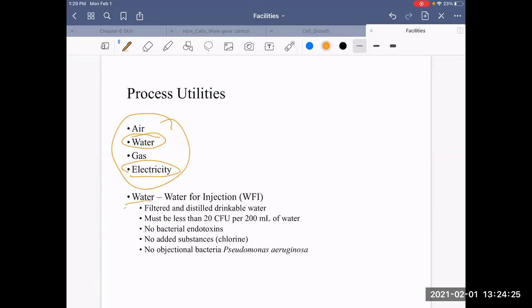Okay, when water is used, we actually make a certain kind of water. It's called water for injection, or WFI, which is how they say it, WIFI. They take filtered and distilled drinkable water, and they're going to measure it. It has to have less than 20 colony forming units per 200 milliliters of water. There should be no bacterial endotoxins in it, no added substances, and no objectionable bacteria. One of them I have on here is Pseudomonas aeruginosa.